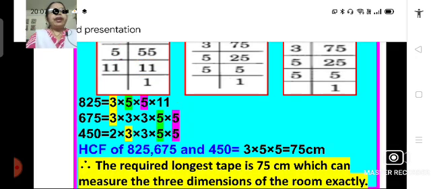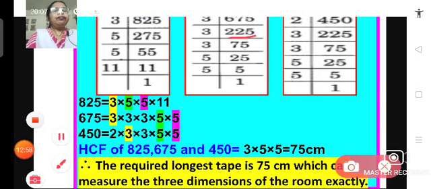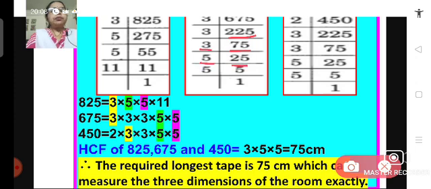Similarly, we prime factorize the next number, that is 675. 675 can be divided by the prime number 3. So we divide it by 3, we get 225. 225 can again be divided by 3 and we get 75. 75 can again be divided by 3, we get 25. Now 25 can be divided by the next prime number, that is 5. 5 5s are 25, so we get 5 here. And 5 divides itself and we get 1.